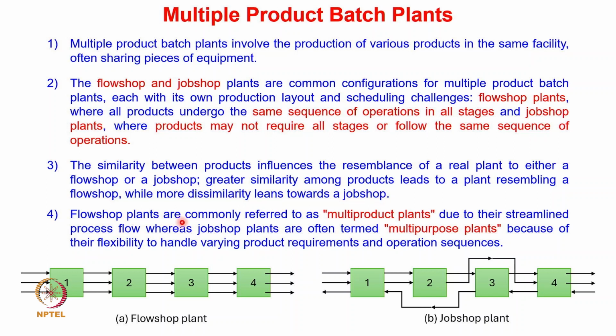So flow shop plants are commonly referred to as multi product plants, whereas job shop plants are often referred to as multi-purpose plants, because of their flexibility to handle varying product requirements and operation sequences. So these are some differences between flow shop and job shop plants.